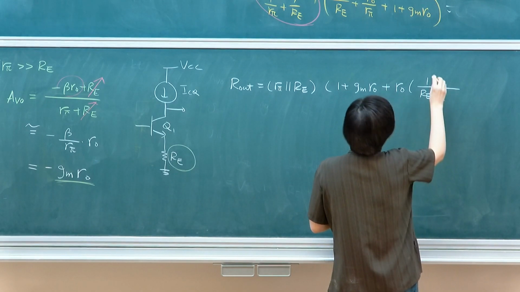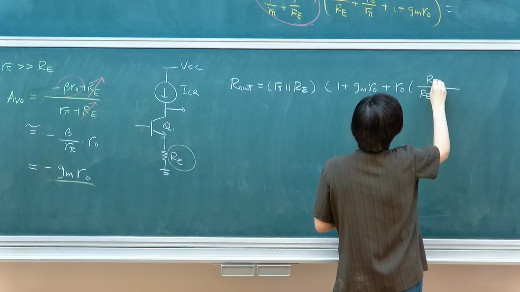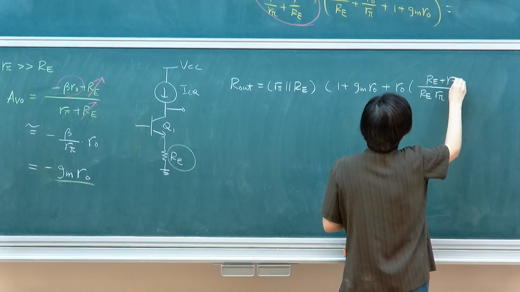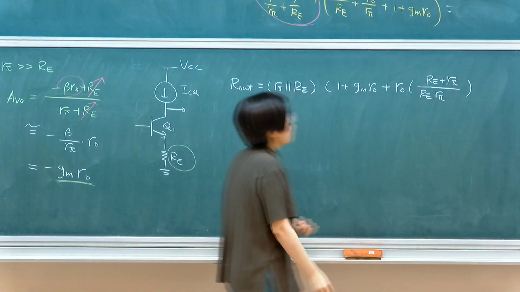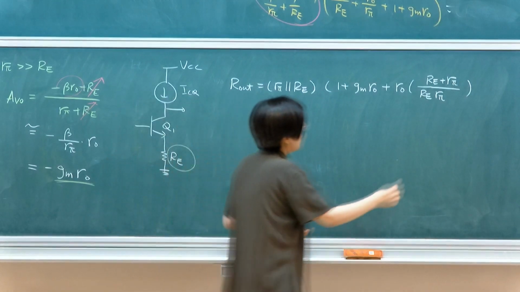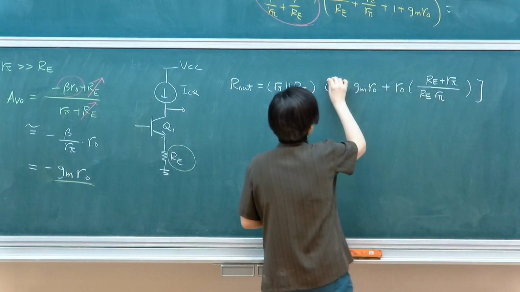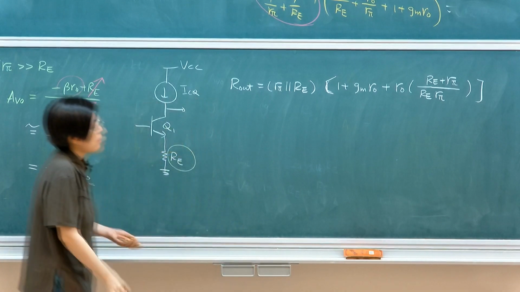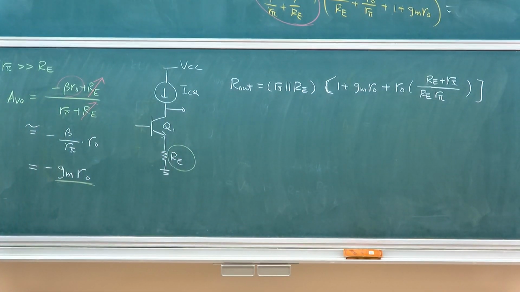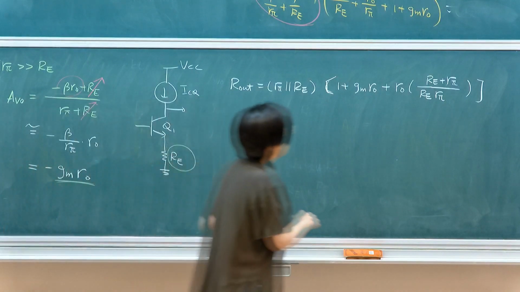R pi, inverse of the parallel results. I don't know if you can get it. Right? You simply take out the RO. And then let me get the final results.